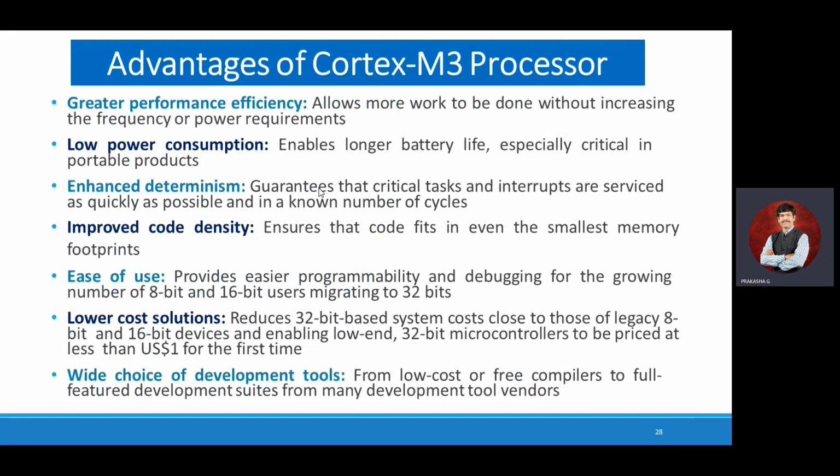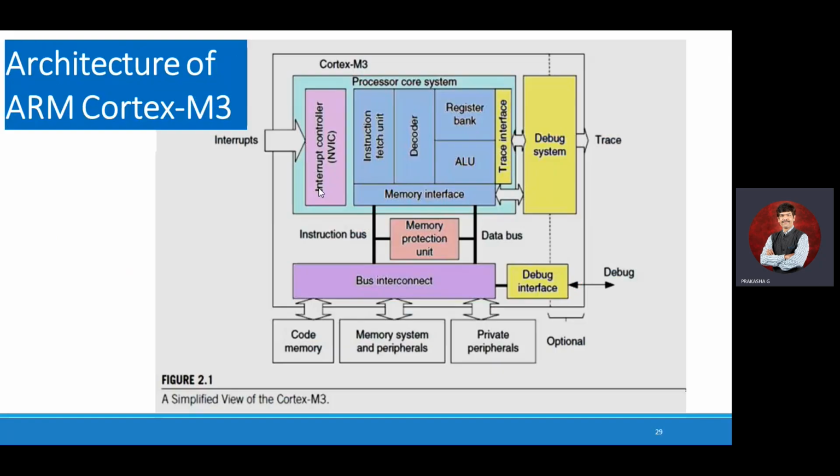Enhanced determinism, okay, it can give more quality. It guarantees that critical tasks and interrupts are served as quickly as possible, and is known as the number of cycles. A smaller number of cycles is used to execute the instruction. Improved code density, I already told, easy to use, low cost solution, it uses less cost, wide choice of development tools.